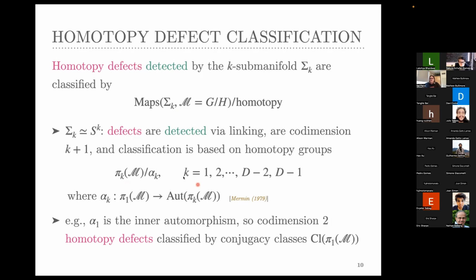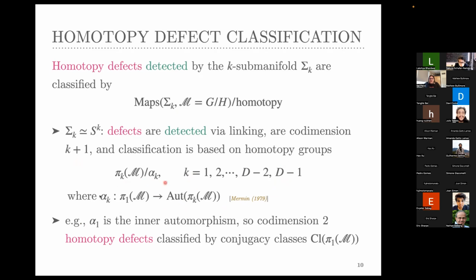Furthermore, I only care about, in d-dimensional spacetime, k up to d minus 1. The higher homotopy groups will tell me about homotopy defects that I can't see in the dimension I'm in, because the homotopy defects pi k tells me about are codimension k plus 1, right? So when k is d, then I'm talking about minus 1 dimension homotopy defects. These are something I can't see in that dimension, right?